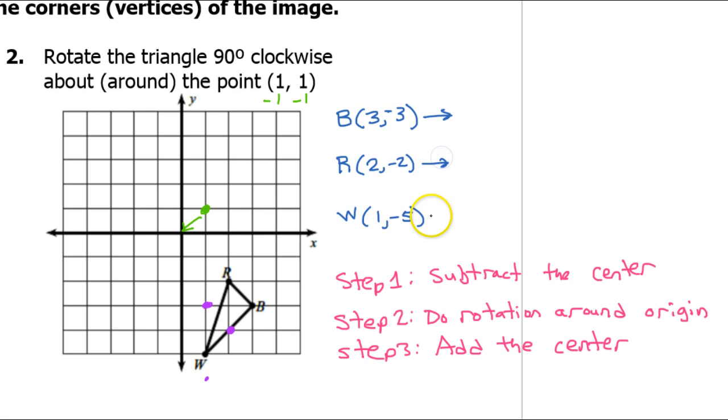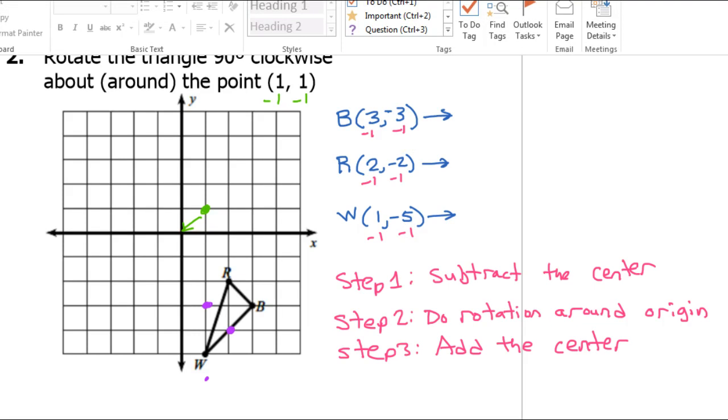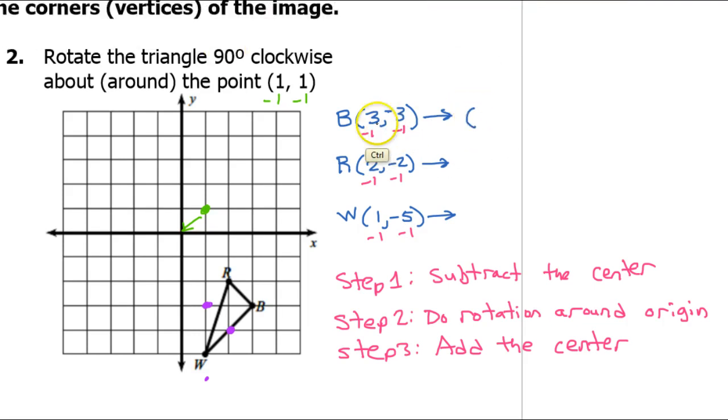Okay, so I'm going to get some new points by subtracting 1 from everything. So I'm going to go -1 everywhere. Okay, let's see what we get. So that's going to give us 2, -4. And this is going to become 1, -3. And this is going to become 0, -6. Okay, so there we've done step 1 right now.